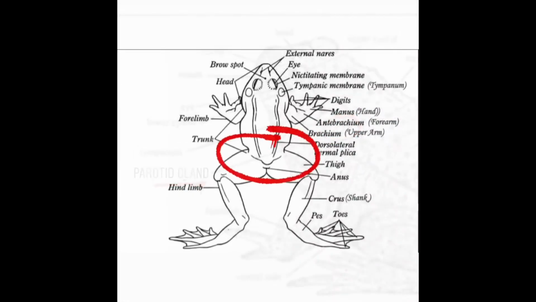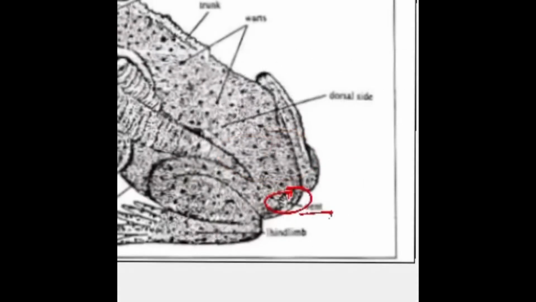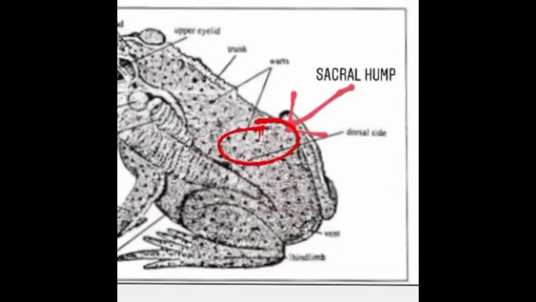And now let's take a look at the abdominal region. The abdominal region is the posterior half, and there we can find the anus and the sacral hump. The anus is where the waste of the toad exits, and the sacral hump is produced by the protrusion of the pelvic girdle. Now we are done with the axial region.